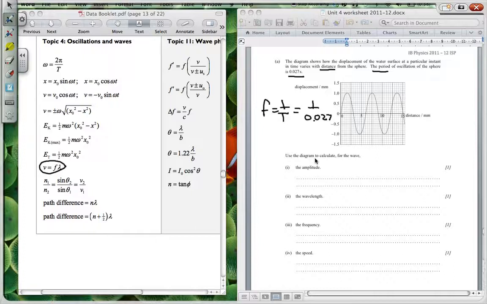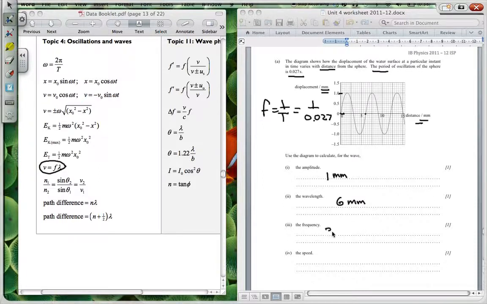So, having a look at it, what would be the amplitude? Well, the amplitude is always from your equilibrium to your maximum point, so that would be 1 millimeter. Make sure that you put in your units. The wavelength is 1 full cycle, so it goes up to there, and that's also in millimeters. Each small block is 0.5, so if there's 2 blocks it's going to be 6 millimeters there.